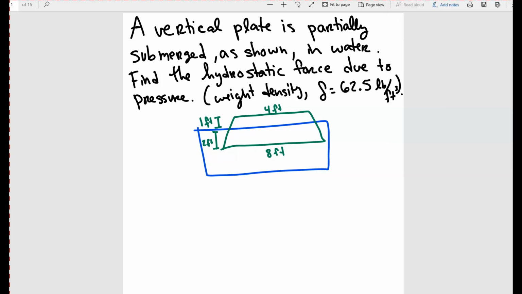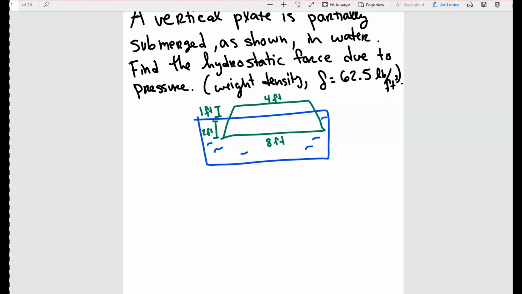Let's just say that everything in the blue is water. Because not everything is in the water, we're going to ignore this top part for a second. The top part is not really relevant just yet. But also note that the pressure you feel here is going to be very different from the pressure you feel down here, because the further down you go, the more pressure you feel. So the pressure in this case is not constant. That's something to really note.